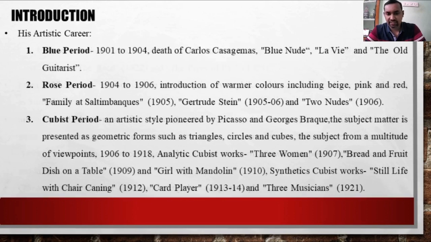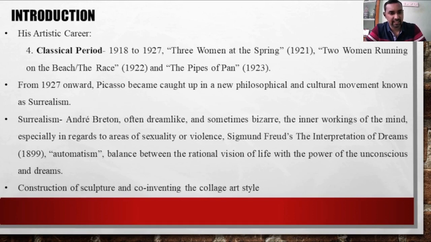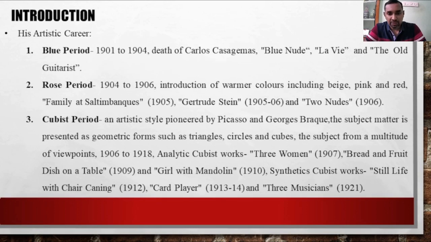Picasso's Cubist period extends from 1906 to 1918. His early Cubist paintings, known as his analytic Cubist works, include Three Women, Bread and Fruit Dish on a Table, and Girl with Mandolin. His later Cubist works are distinguished as synthetic Cubism for moving even further away from artistic typicalities of the time, creating vast collages out of a great number of tiny individual fragments. These paintings include Still Life with Chair Caning, Card Player, and Three Musicians.